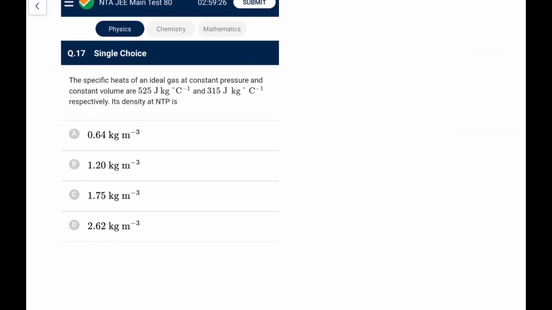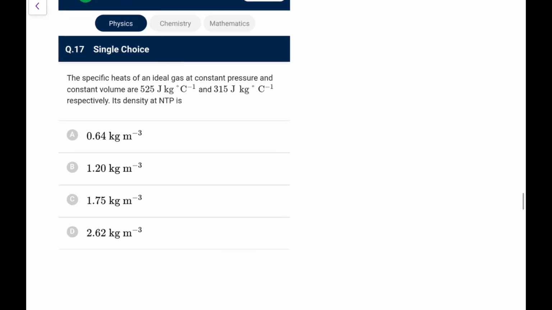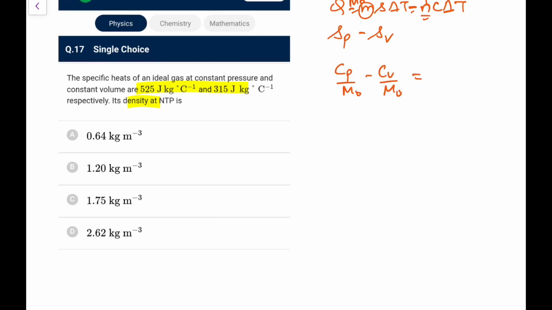Next, the specific heats of an ideal gas at constant pressure and constant volume are given. Its density at NTP is? Now specific heat, just check the unit, that is SP minus SV. What we generally write, Q is m s delta T, that is equal to n C delta T. Taking the mole as 1, this m will become the molar mass. So s can be written as Cp upon m naught minus Cv upon m naught. Many times this concept has been used, and this is given as 525 minus 315. That is 210. So Cp minus Cv is always R. R upon m naught is 210.